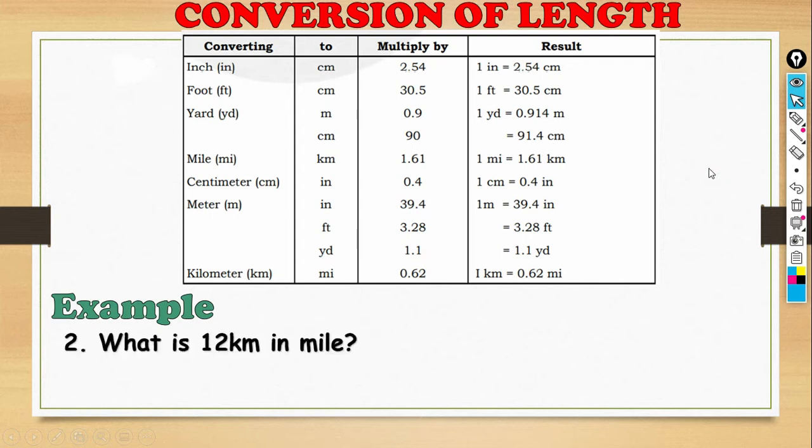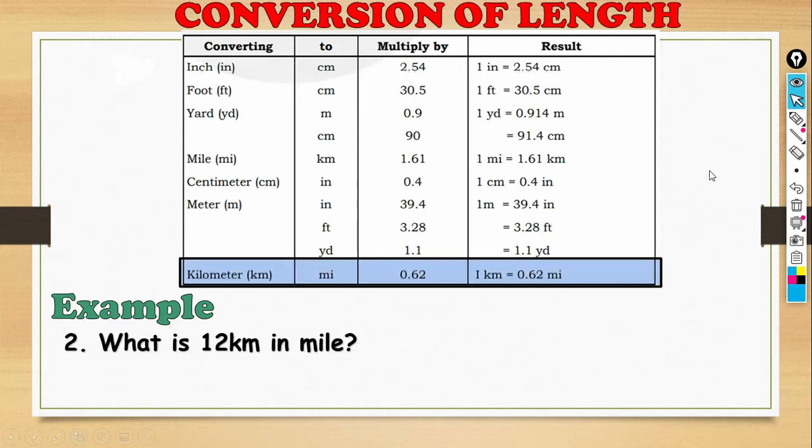Next example, we have number 2, what is 12 kilometers in mile? So, nasaan yan dyan? Ayan. So, we have here the kilometer to mile. We need to multiply 0.62 to the given measurement. So, the answer, we have 12 times 0.62. The answer is 7.44 miles. Okay? So, ganun lang siya kasimple.